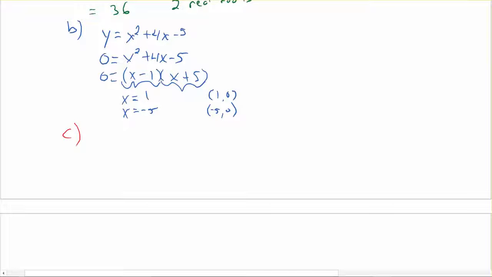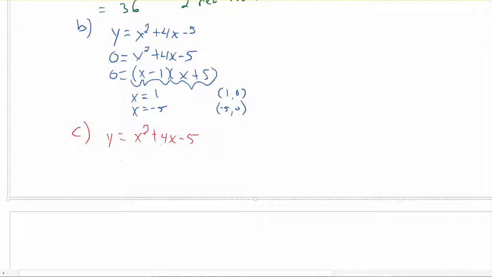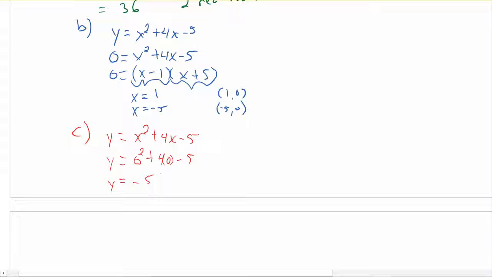For C, our equation was y is equal to x squared plus 4x minus 5. Well, our y-intercept is going to be when x is equal to 0, so I'm just putting a 0 in place of x: 0 squared plus 4 times 0 minus 5. So 0 squared is 0, 4 times 0 is 0, and all I have left is minus 5. So the y-intercept is when y is equal to minus 5. The other way to write that would be (0, -5). That would be the actual point, right?